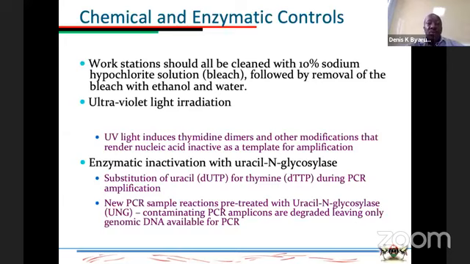You also need to look at your chemical and enzymatic controls because you have quite a number of enzymes that you use in your processing for PCR. And so this is very, very critical that you avoid any chemical or enzymatic contaminations. You do this by cleaning all your workstations with sodium hypochlorite, which normally helps to remove any particles of DNA. The UV light also helps to degrade the potential contaminations of nucleic acid. And you will also need to do enzymatic inactivation, normally using uracil glycosylase, which helps to further degrade any potential contaminations that could have spilled over into your work areas.